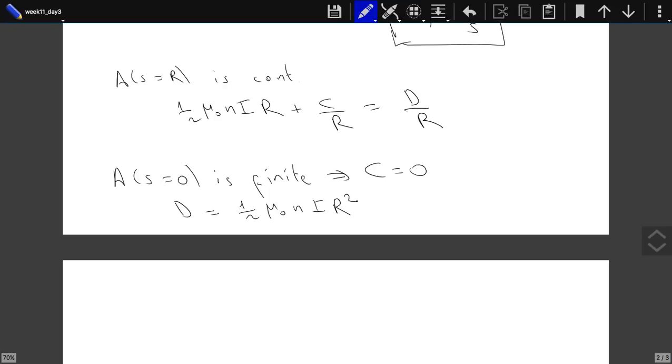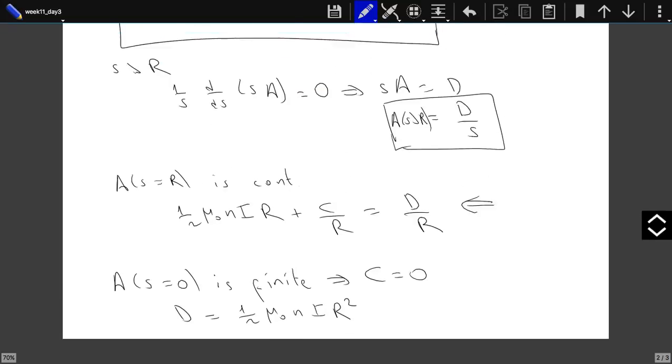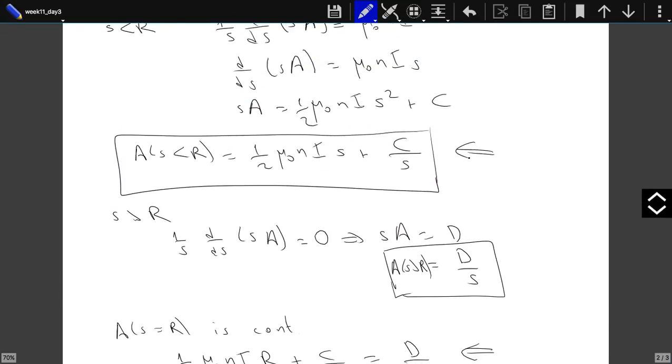No, there is no D over R. You see, D is relevant outside my cylinder. Inside my cylinder, this is my vector potential. For it to be finite at S equal to 0, C has to be 0. But the outside expression is always finite in the region where S is larger than the radius of my cylinder.